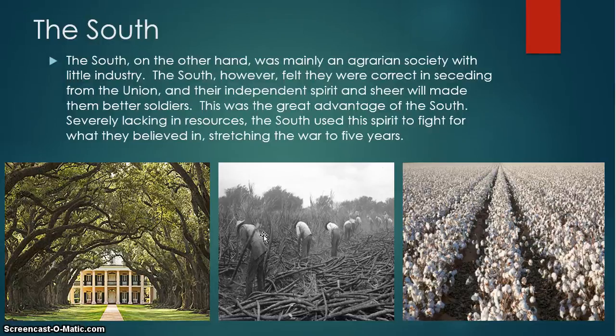As we can see by the photographs, the South is an agrarian society mainly, and the politics were basically controlled and run by large plantation owners. And they had slaves that worked on the plantation, as you can see here by the middle photograph. And cotton, along with many other crops, was a big source of revenue for the South.